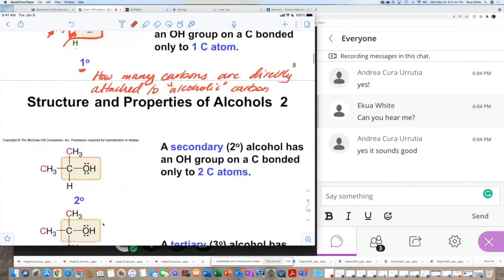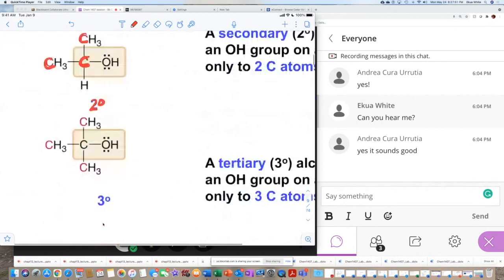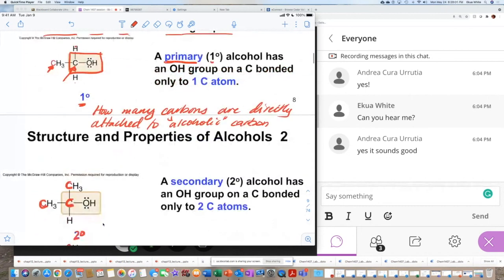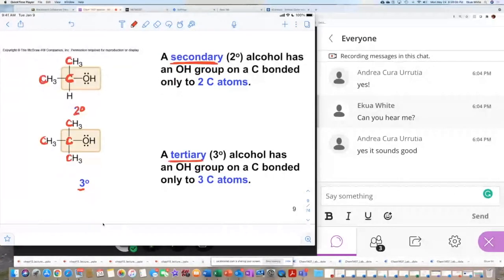That being the case, look at secondary. Once again, how many carbons are attached to this carbon here? There's 1 carbon here, 2nd carbon here. This is going to be secondary. Going down the chain, right? How many attached to this? 1, 2, 3, tertiary. So primary is when you have 1 other carbon attached to your alcoholic carbon, secondary is 2 other carbons, and then tertiary is 3.